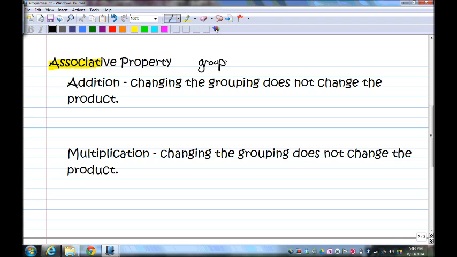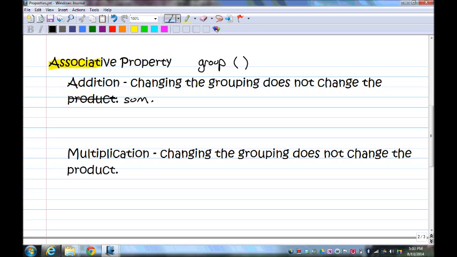And how do we show grouping in math? Is with parentheses. So, for this one, changing the grouping does not change the product. Oh, I put product. Haha, mistake. Changing the grouping does not change the sum for addition. Silly me. That would have been ticket worthy. All right, so changing the grouping does not change the sum.